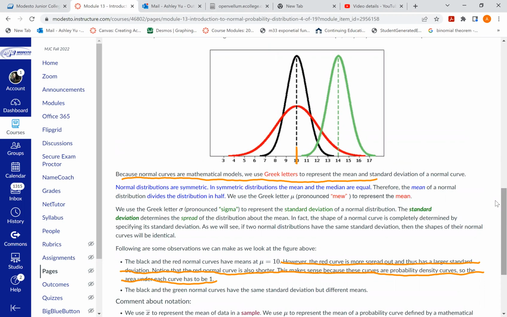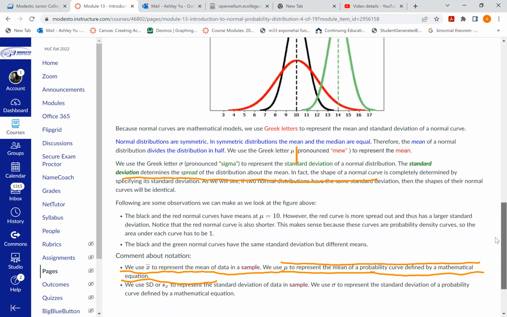That's the standard deviation. But the red one has the same mean as the black one, but a different standard deviation because it's wider. It doesn't have the same shape as the black one, I guess is the idea.